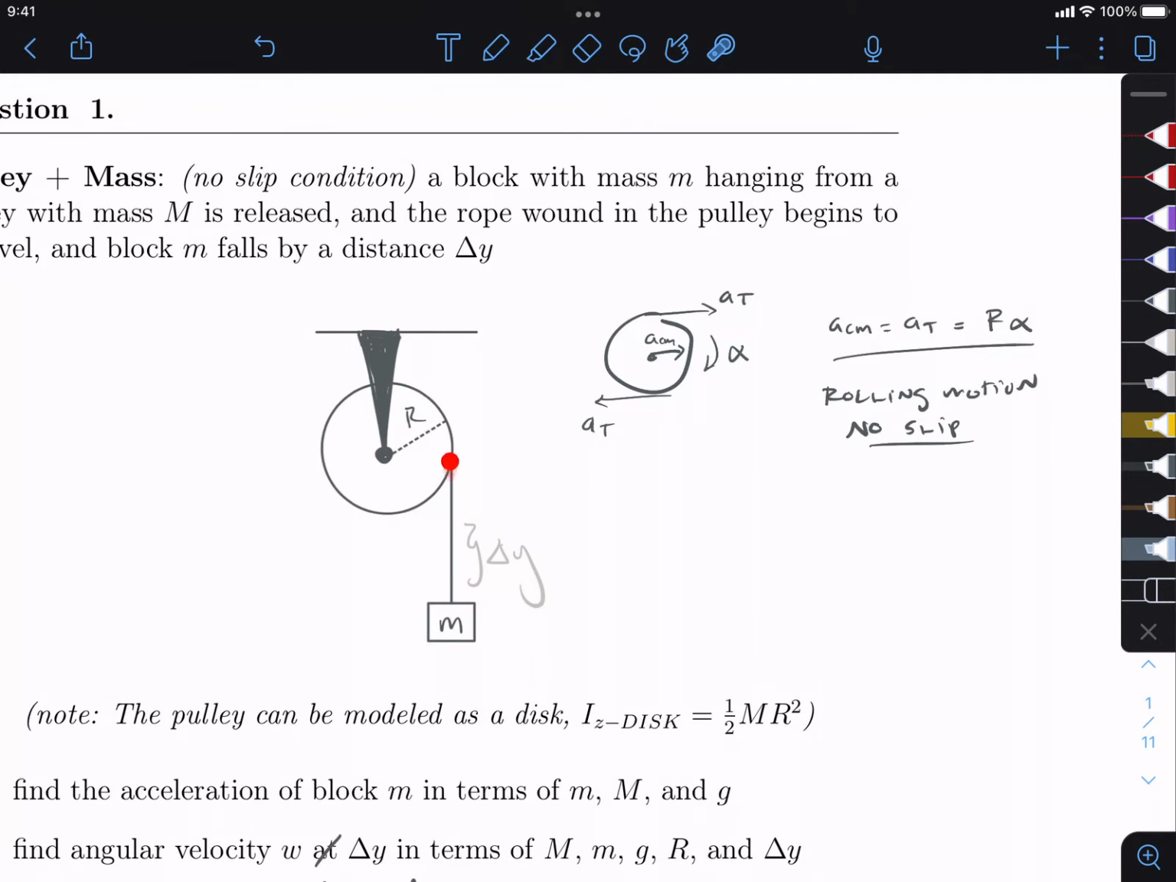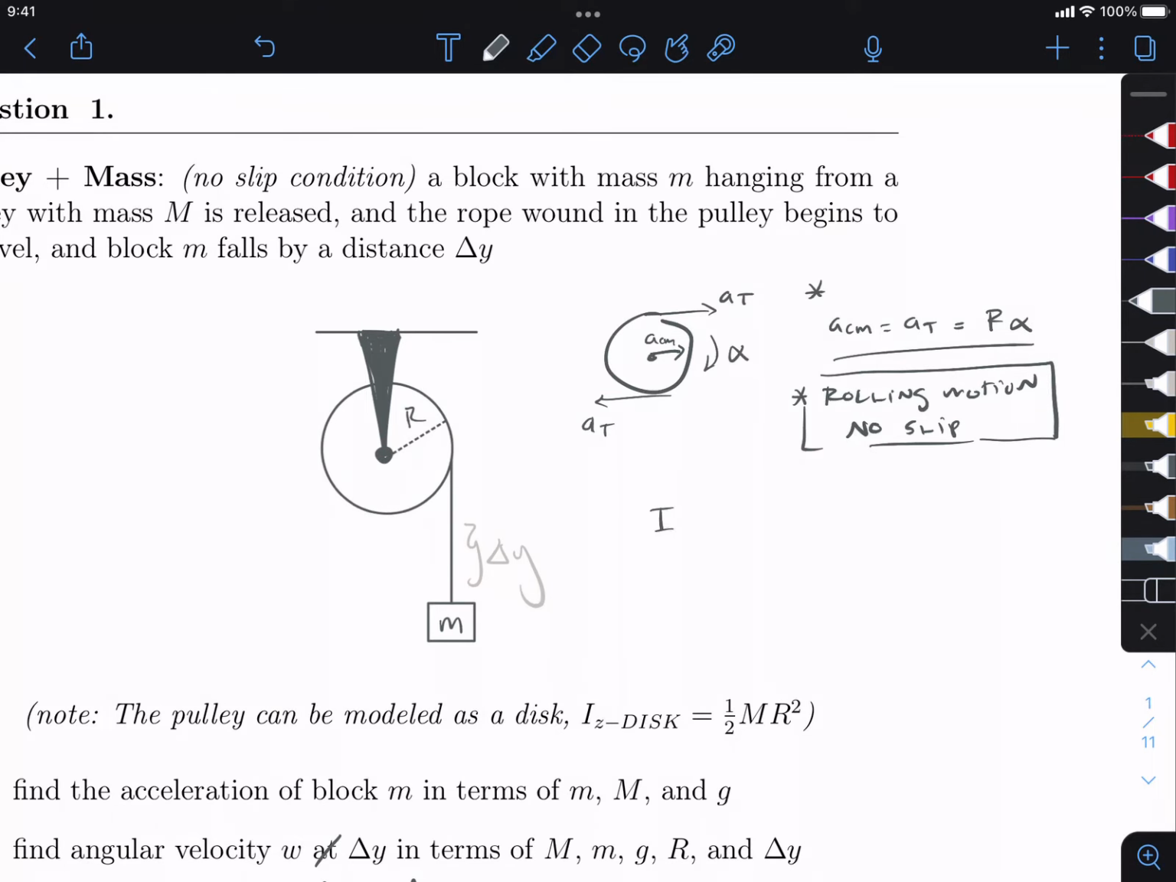That doesn't matter, this is a general expression that we can use. My AT will still exist, and it will still have this relationship to the angular acceleration, even though the object isn't moving forward. Okay, so that means that the tangent acceleration on this circle as it's spinning is actually going to be equal to this y acceleration as this object falls. So this is a general equation that's going to be important for us in this problem, that we can use right away because we have rolling motion with no slip.